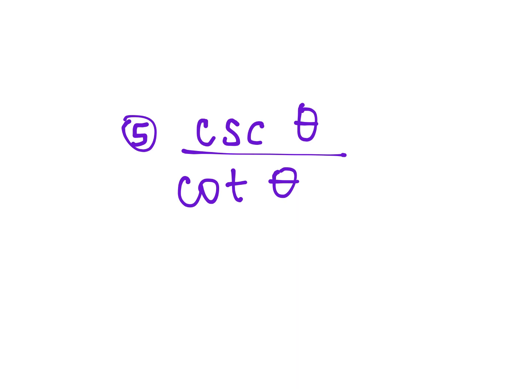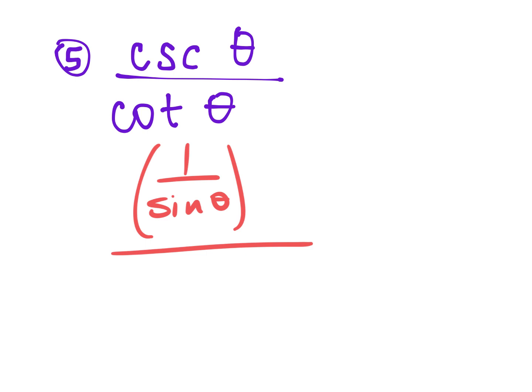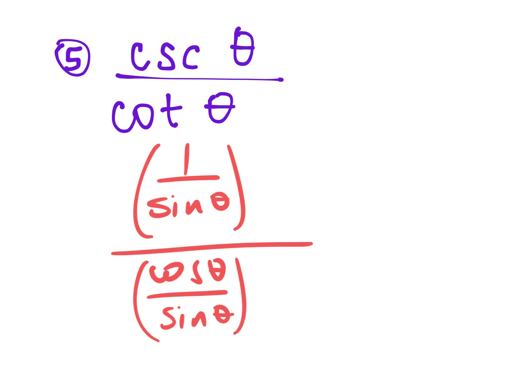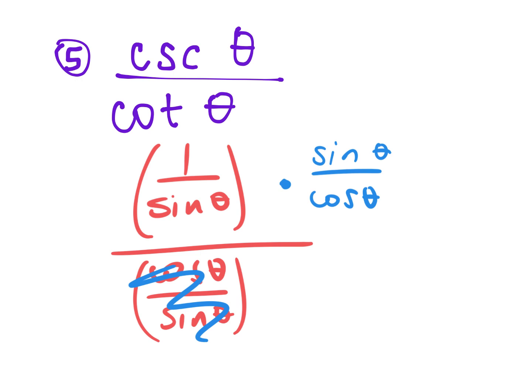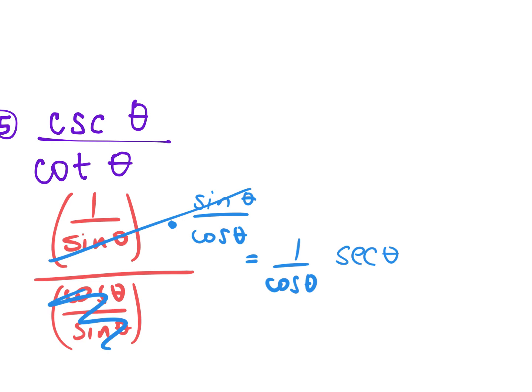Same kind of thing. What can I change cosecant to? 1 over sine. Okay. And then what can I change cotangent to? Cosine over sine. Good. All I have here is a fraction divided by a fraction, so we do what? Keep, change, flip. So in this case, my sines do what? Cancel. And then I'm left with 1 over cosine, which, if you look at your identity sheet, is the same as secant, there you go. Good job, guys.